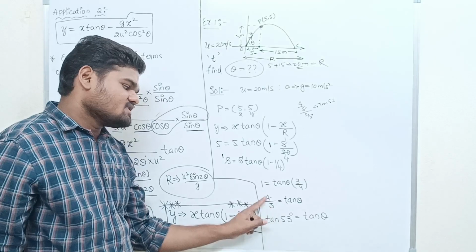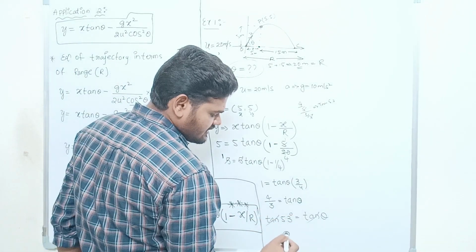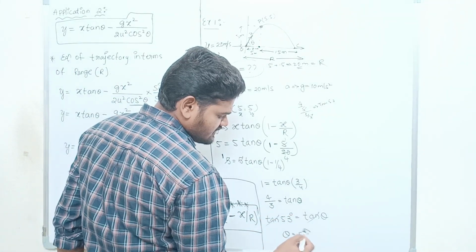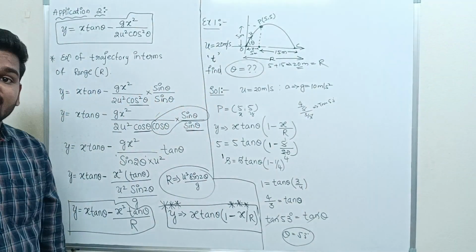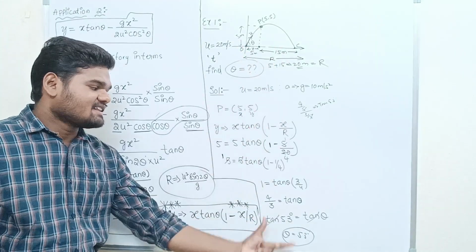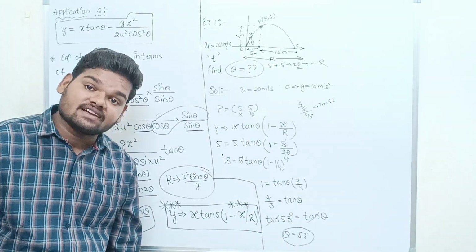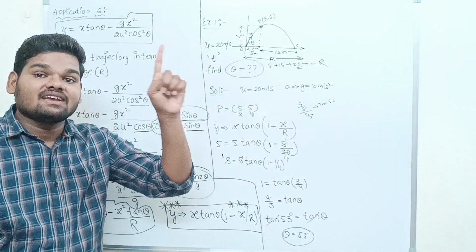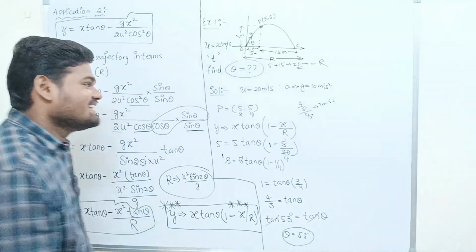So tan 53 is equal to 4 by 3. Tan gets cancelled out and theta is equal to 53 degrees. Okay. So likewise, by using this formula, we can find the given angle made by the projectile body when it is making a parabolic path.